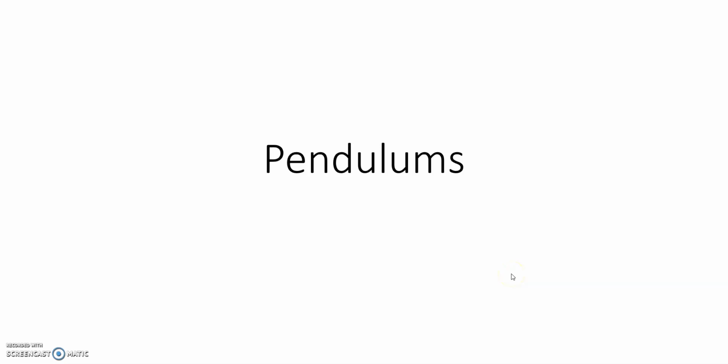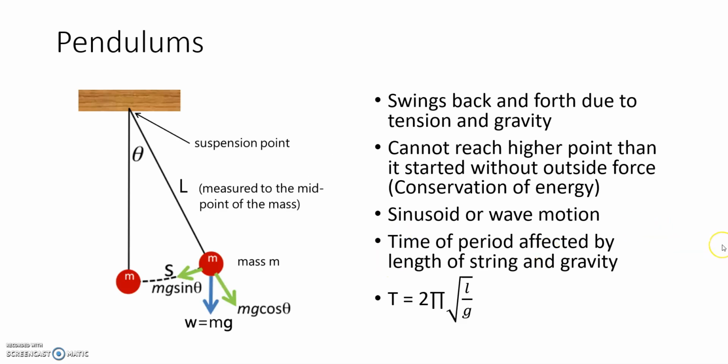We're going to talk a little bit about pendulums today. Everyone should be familiar with what a pendulum is, what they look like, but just as a refresher, a pendulum swings back and forth due to tension and gravity. You can see here on this diagram we have a red sphere or circle, and it's hanging from a string.